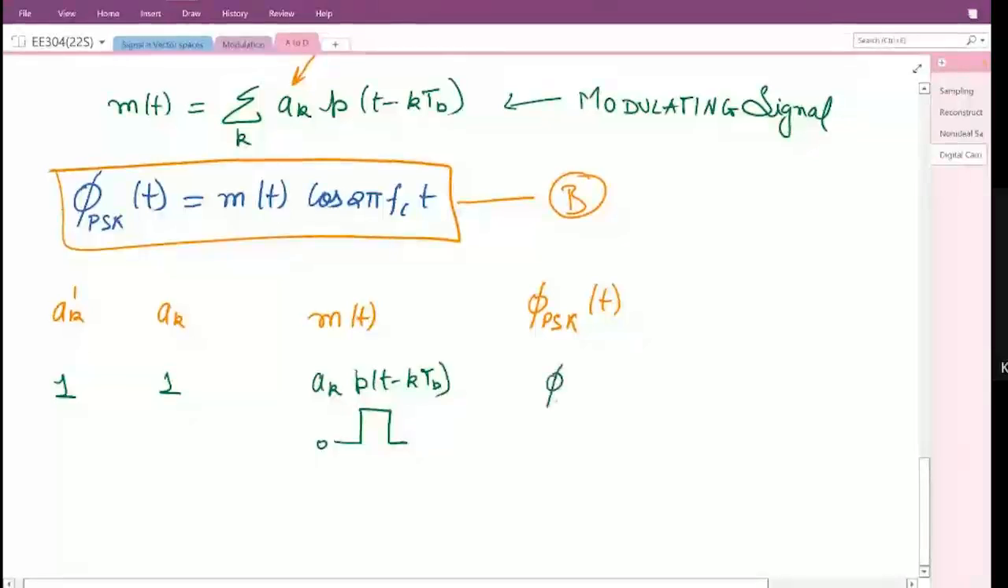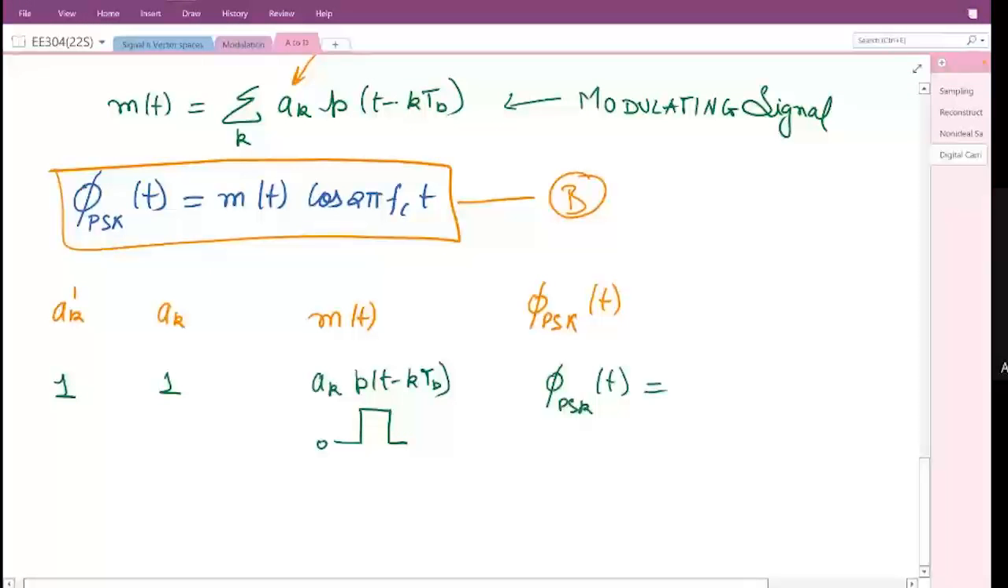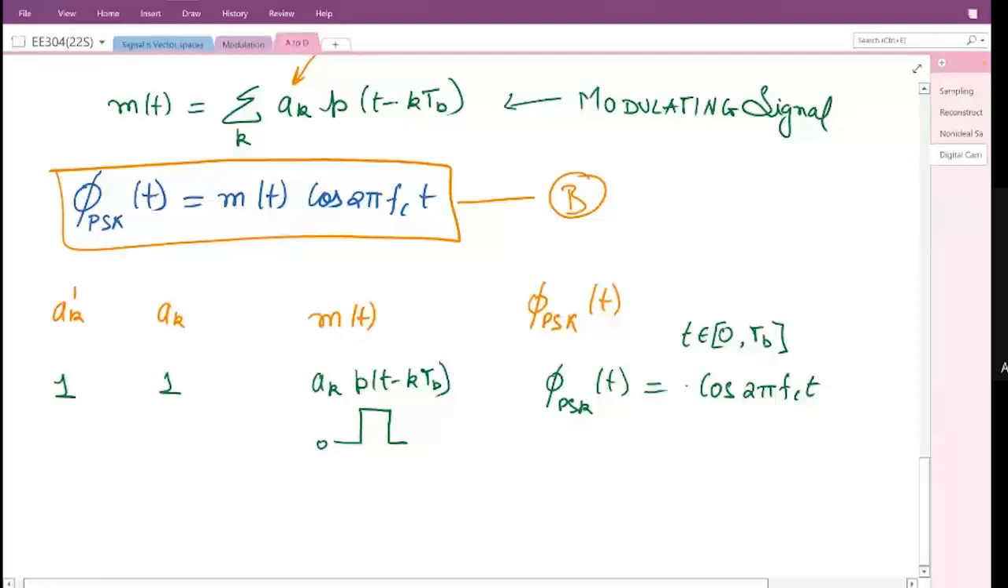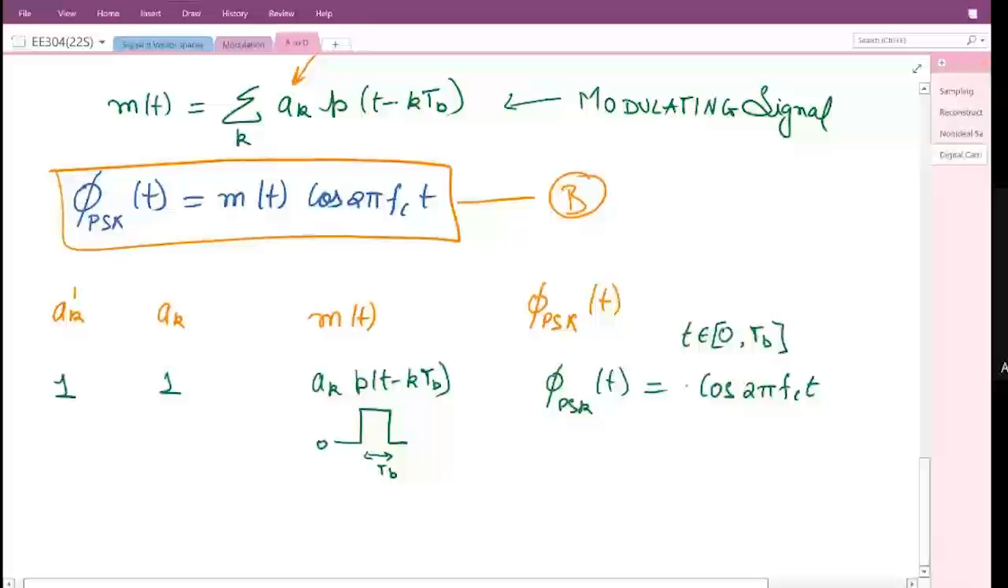So the multiple of MT and 1. Yes, the multiple of MT and 1, that should be, I'm just writing this thing in between the duration T in the range of 0 to TB, only in the first block. So this would be plus cos 2 pi FCT. Yes or no? Because MT is plus 1 in that duration. This duration is TB.